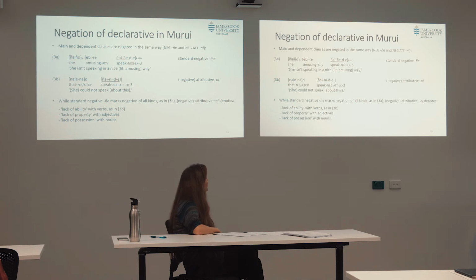And then in example 3B, we have the negative attributive ni, so najena nialnide, she could not speak about this. So those are those two markers that today we are going to focus on. And it is important at this point to say that while the standard negative nie marks negation of all kinds, such as we saw in example 3a, the negative attributive ni denotes lack of ability with verbs, and we see that in example 3b, lack of property with adjectives, and lack of possession with nouns.